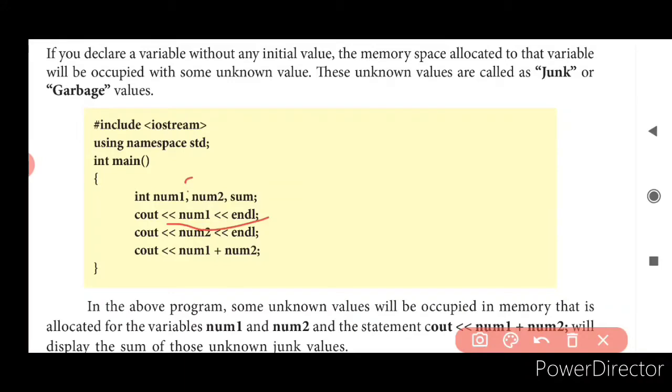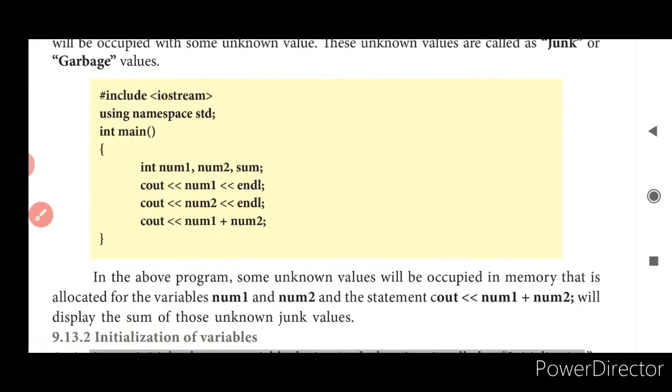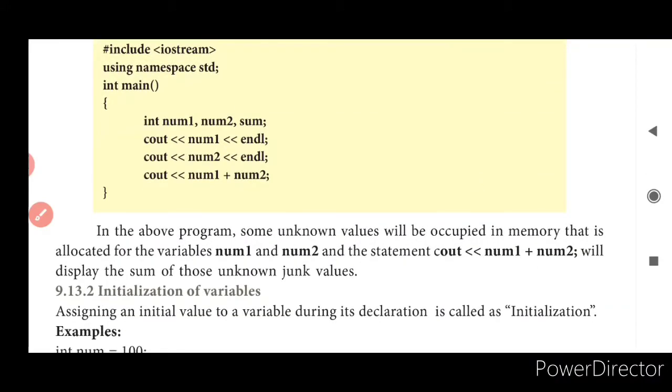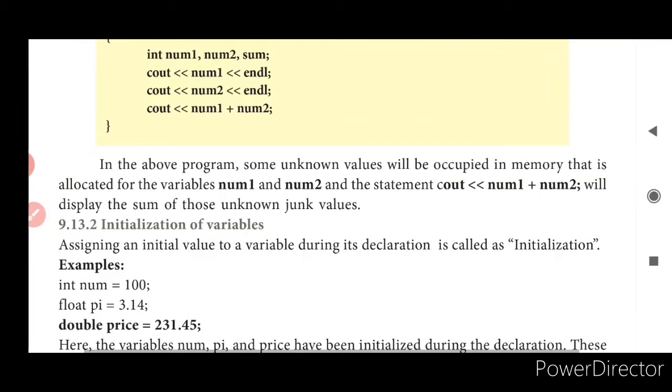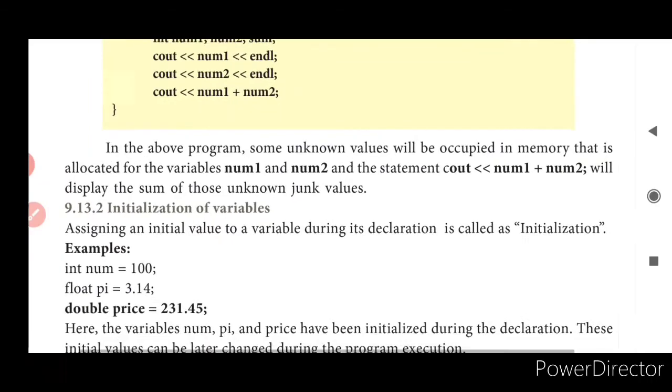Any junk value, any value that might already be present will be printed. And even here any value that is available will be printed. Yes. And what about the addition? An unknown value will be obtained, and that value is also going to be a junk value. Yes, that is also called a garbage value.